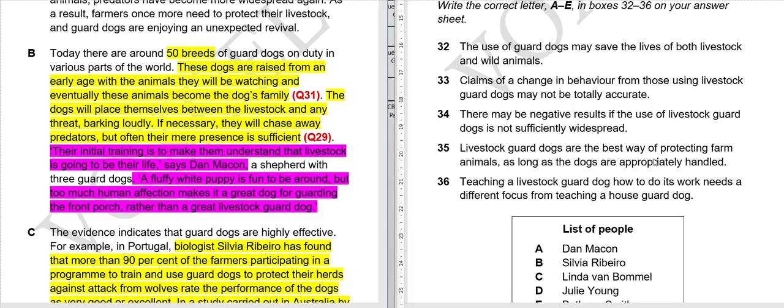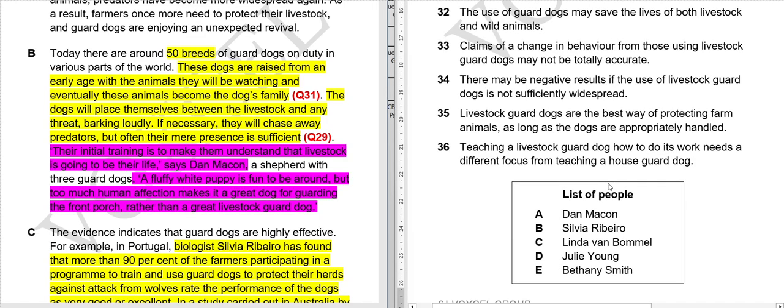Livestock guard dogs are the best way of protecting farm animals as long as the dogs are appropriately handled. Okay, there is nothing mentioned like that. 36. Teaching a livestock guard dog how to do its work needs a different focus from teaching a house guard dog. Yes, can you tell me some answer if there is any answer? Yes, the 36th answer is A. It's quite easy to understand. Here is the location.